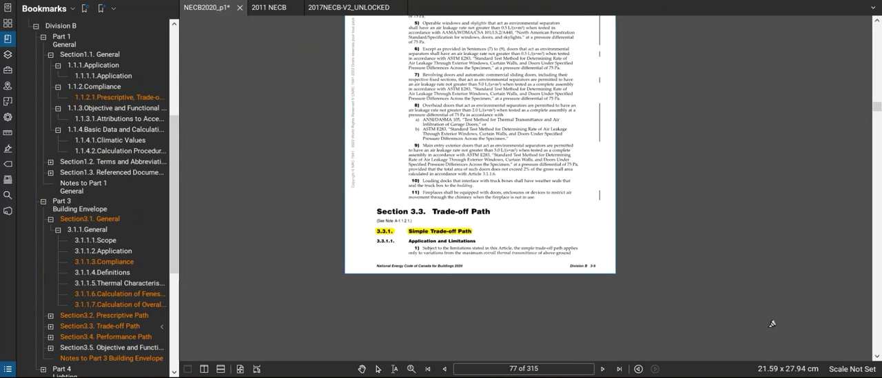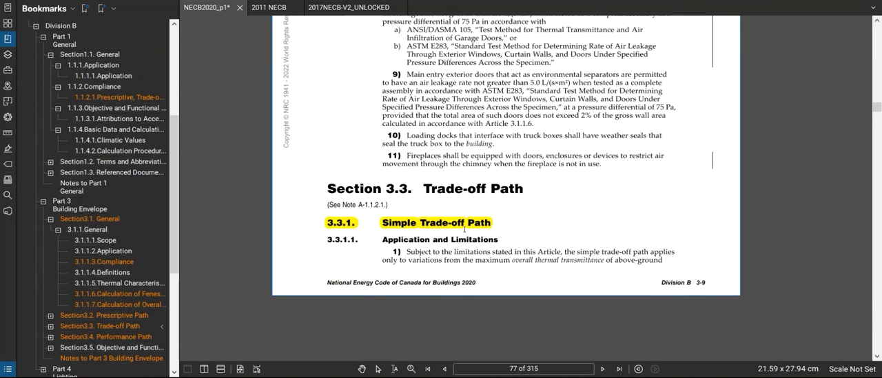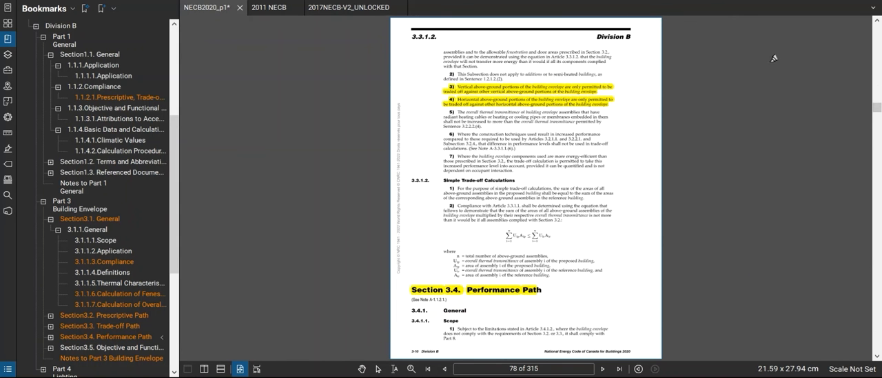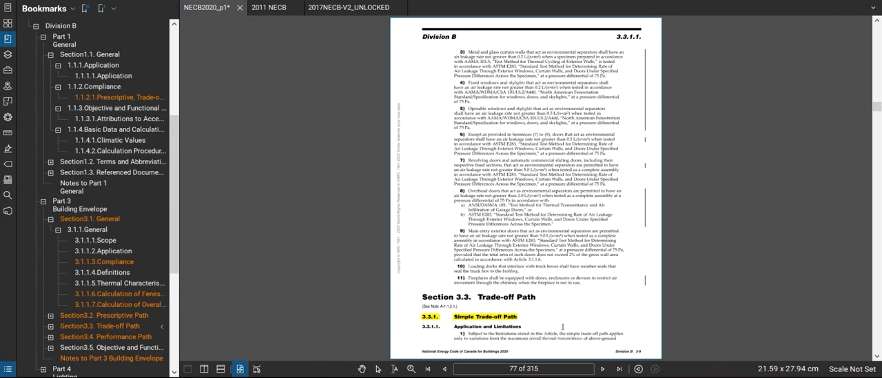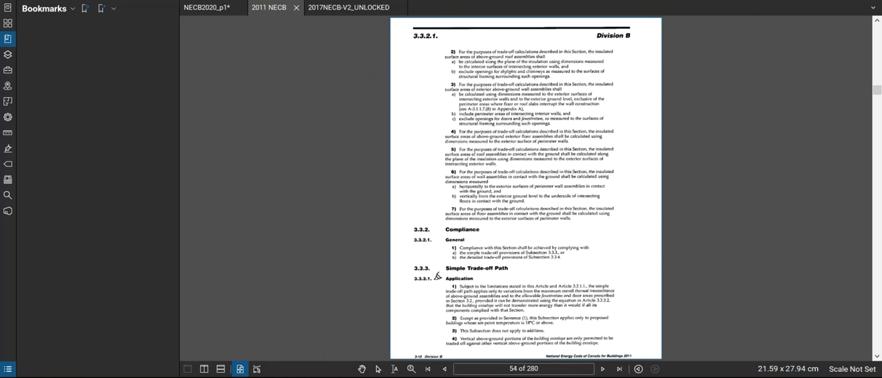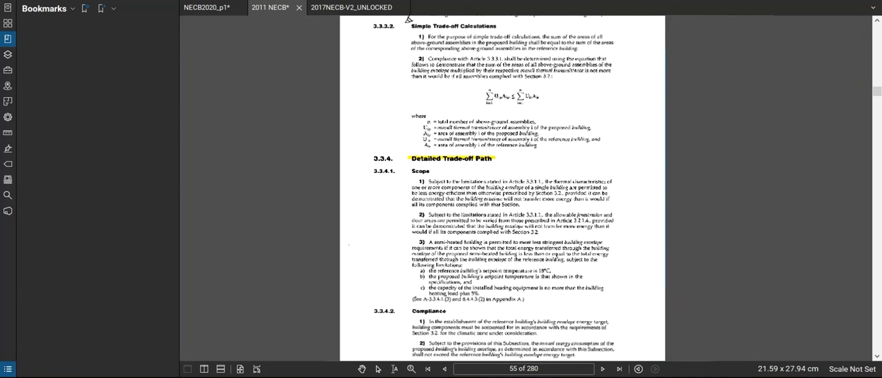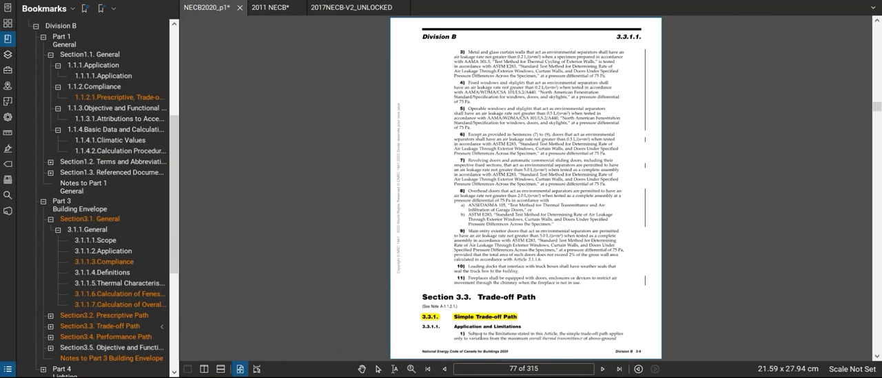So the only thing I want to point out here, there used to be, actually they call it a simple trade-off path, and if you're just getting into the energy code for the first time, you'd be like, well, why is it called simple? Because I don't see anything else. That's all there is here, a simple path. There used to be, what was it called? Let me just check. I'm just going back to my 2011 energy code here. So there used to be a simple trade-off path, and there used to be a detailed trade-off path. So they've dropped the detailed trade-off path. Yeah, it was actually dropped in the 2017 version as well. But it looks like they just kept the same terminology there.